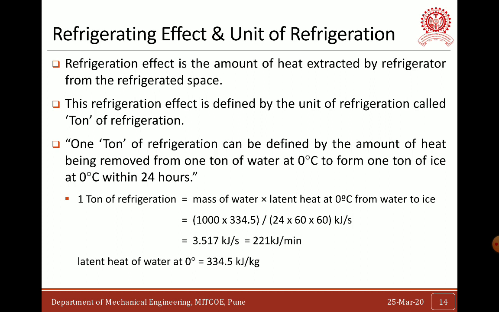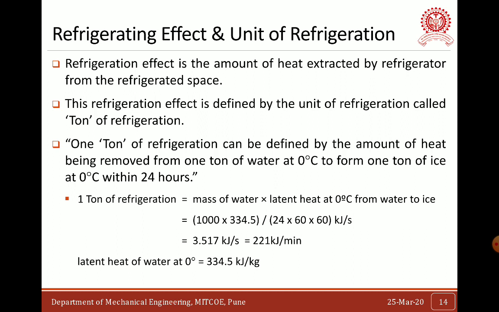Refrigeration effect is the amount of heat extracted from the refrigerator or from the refrigerated space. This refrigeration effect is defined by the unit of refrigeration, called the ton of refrigeration, and sometimes in short it is called TR. So what is meant by 1 ton of refrigeration? 1 ton of refrigeration is defined as the amount of heat removed from 1 ton of water at 0 degrees Celsius to form 1 ton of ice at 0 degrees Celsius within 24 hours.